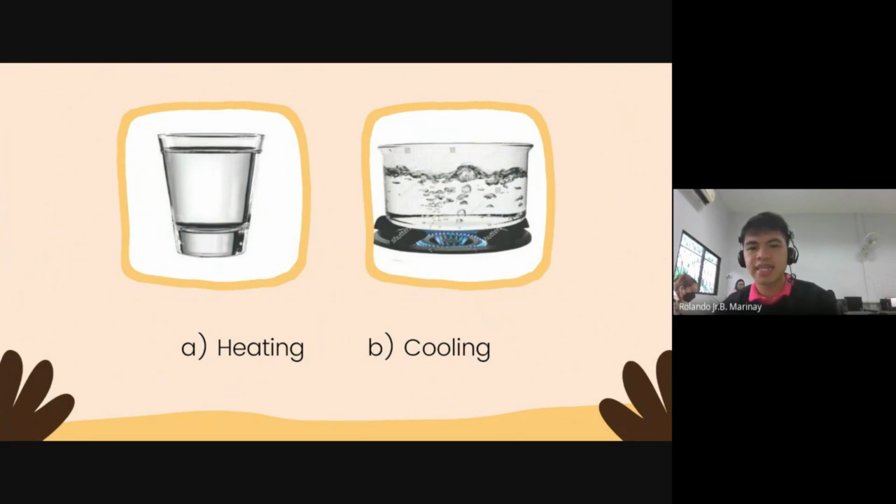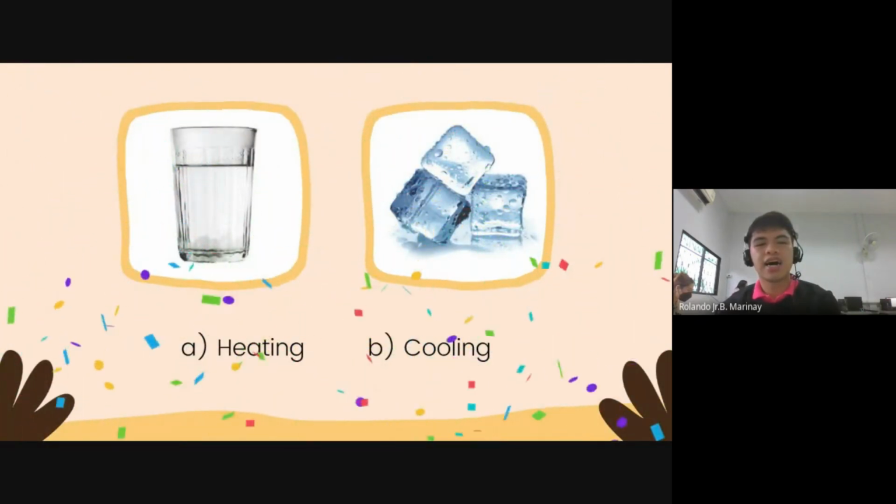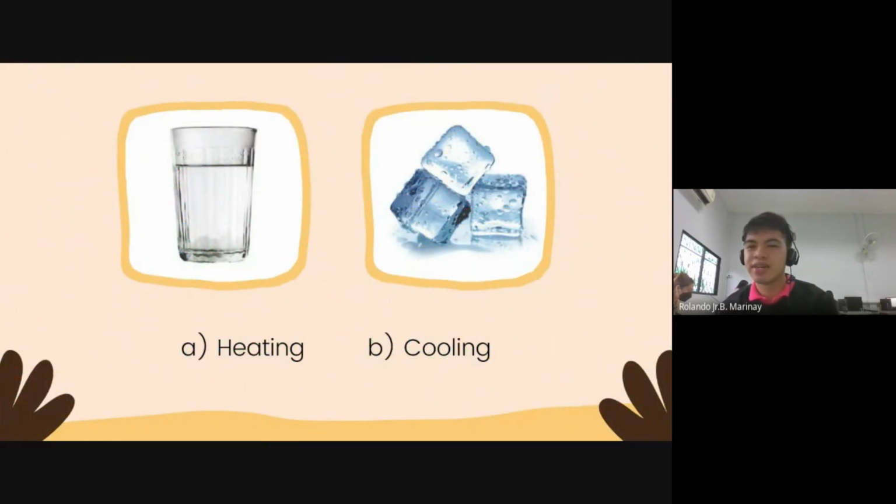Very good. Heating. Boiling water is an example of a heating process. Okay, it is heating. Very good. Next one. This one. The picture. Making ice cubes. Cooling. Very good. It's letter B, cooling.